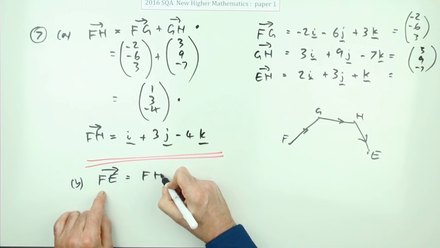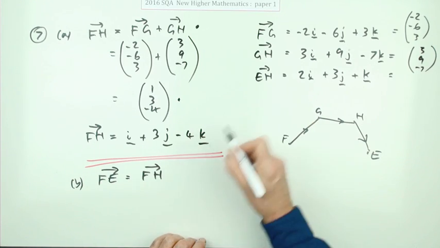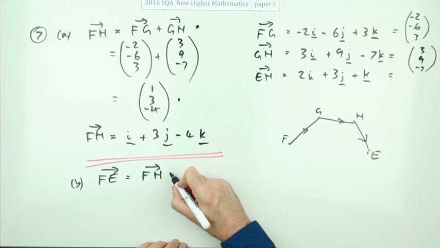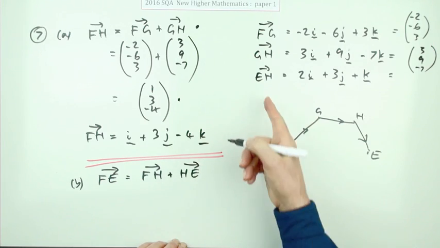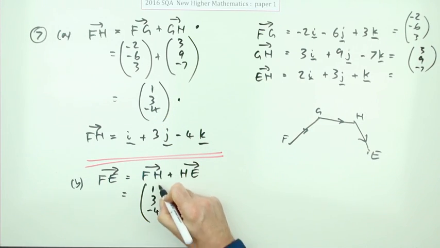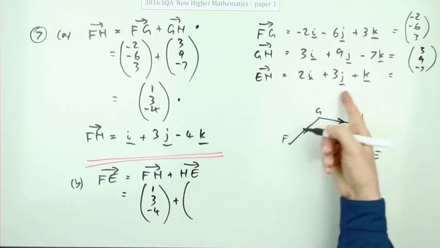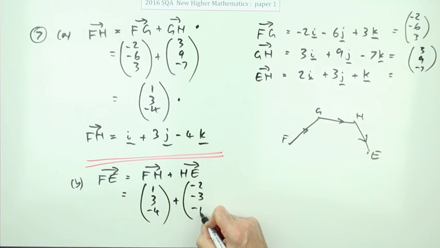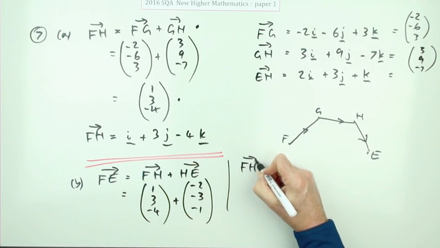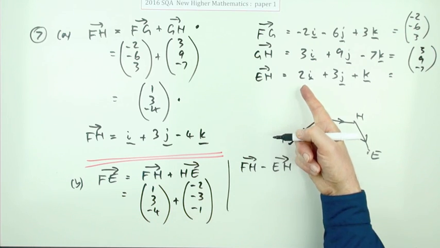So that would be go from F to H, because I know how to get there now. But then instead of saying plus EH, which wouldn't make sense, I'd have to say plus I'll go from H to E, which is the reverse of that. Again, in column form, that would be 1, 3, -4, and HE is the negative of that, so you could either put plus and then put -2, -3, -1, or you could have put minus EH. You could have put FH minus EH, and then just have put this minus just the 2, 3, 1.